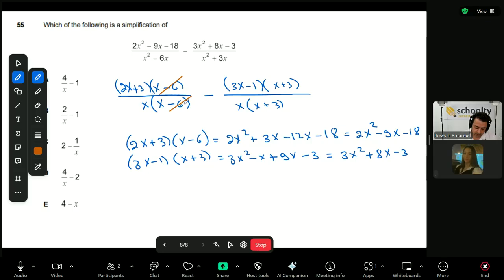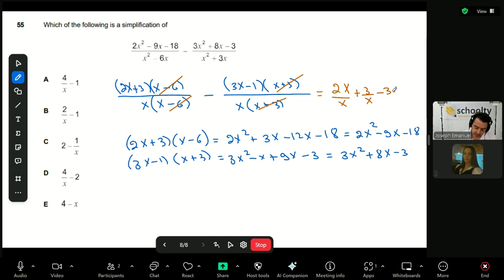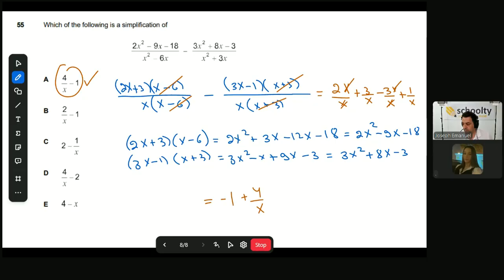This cancels out. We have x, 2x plus 3. I think we can simplify it a little bit. So we have 2x divided by x plus 3 divided by x minus 3x divided by x plus 1 divided by x. So this also cancels out. So we have 2 minus 3. This is minus 1. And 3 plus 1. This is 4x, which is this answer. Okay? Good. Next question.